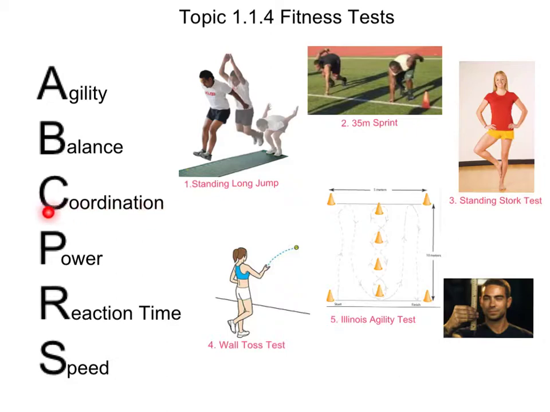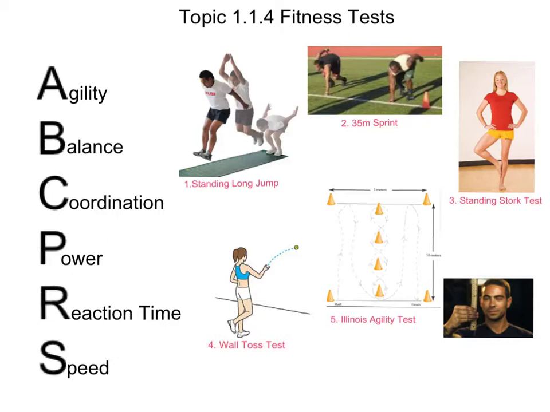The test for coordination is number 4, which is the wall toss test, which simply requires you to stand opposite a wall and with a tennis ball or something similar, throw the ball against the wall with one hand and catch it with your opposite hand. The amount of times that you can do this in 30 seconds is your score and will give you your result.